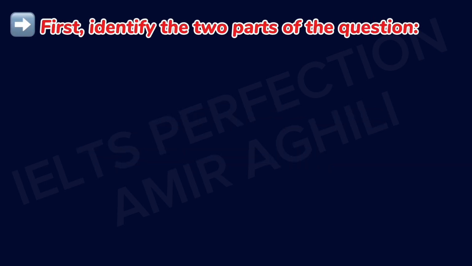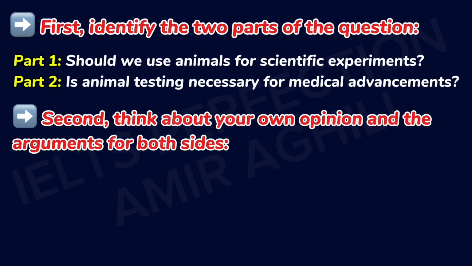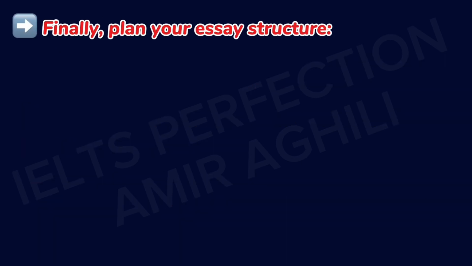First of all, identify the two parts of the question. As for the example, part 1 would be, should we use animals for scientific experiments? And part 2 would be, is animal testing necessary for medical advancements? Secondly, think about your own opinion and the arguments for both sides. You need to discuss both viewpoints in your essay and then provide your own opinion. It's very important to answer both parts fully. And finally, plan your essay structure.